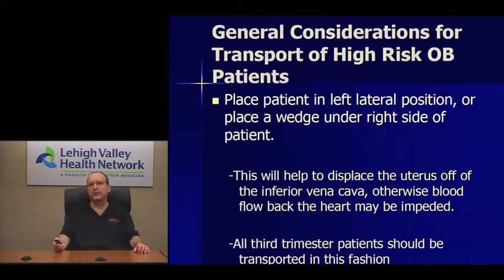The reason we do this is just to keep the uterus off the inferior vena cava, which could cause a problem with the mom's preload, because the uterus might be resting on there and decreasing blood flow back to the heart. And as we mentioned, anybody in the third trimester, whether they're high risk or not, especially if they're flat on their back, needs to be at least leaning towards their left side.